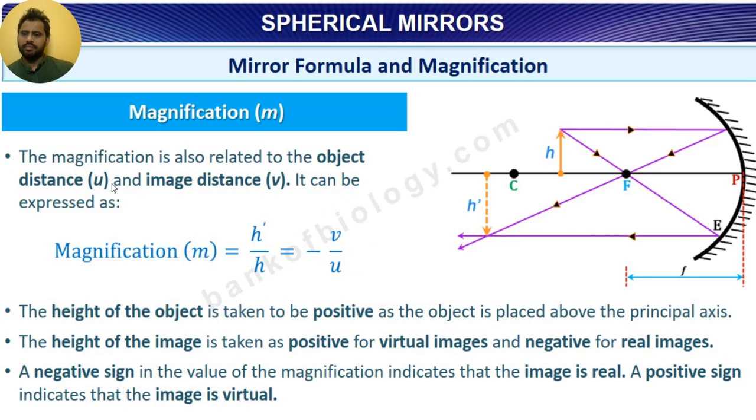Minus of image distance by u. So there are two formulas we need to remember. First formula is the mirror formula: 1 by v plus 1 by u is 1 by f.